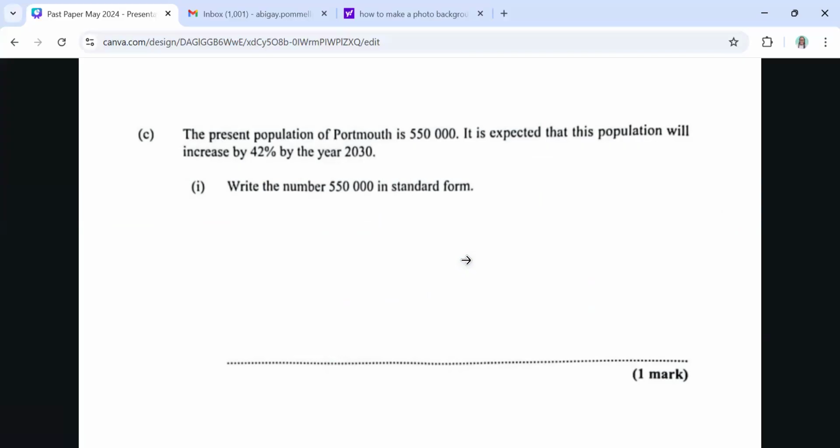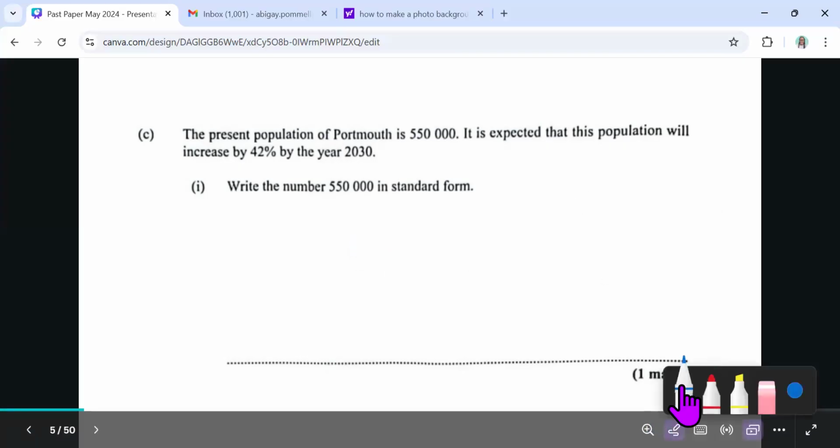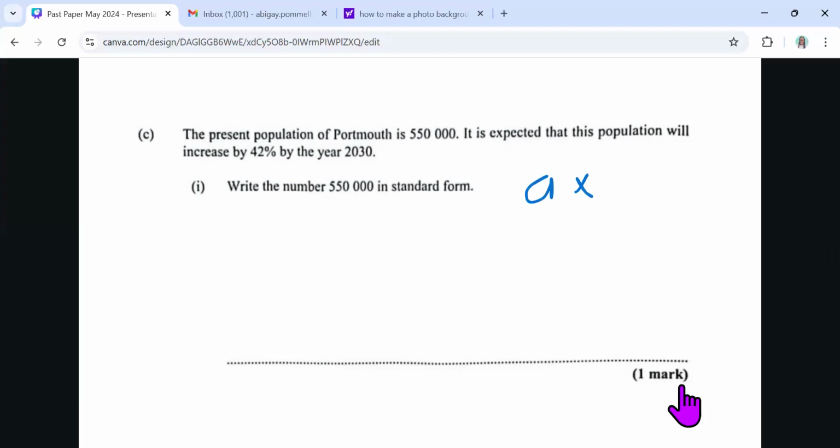And then we have the present population of Portmore, 550,000. It is expected that this population will increase by 42% by the year 2030. All right, so it says write the number 550,000 in standard form, and we know that the standard form formula is A times 10 to the power.